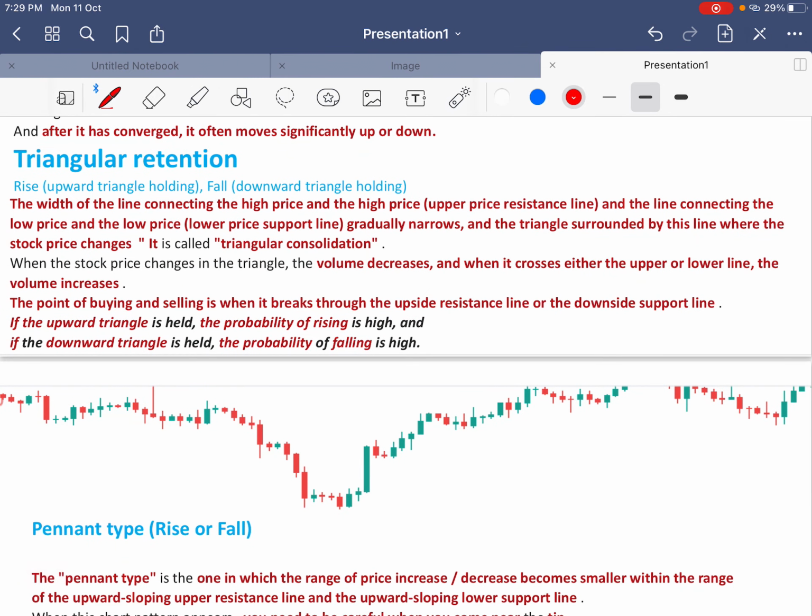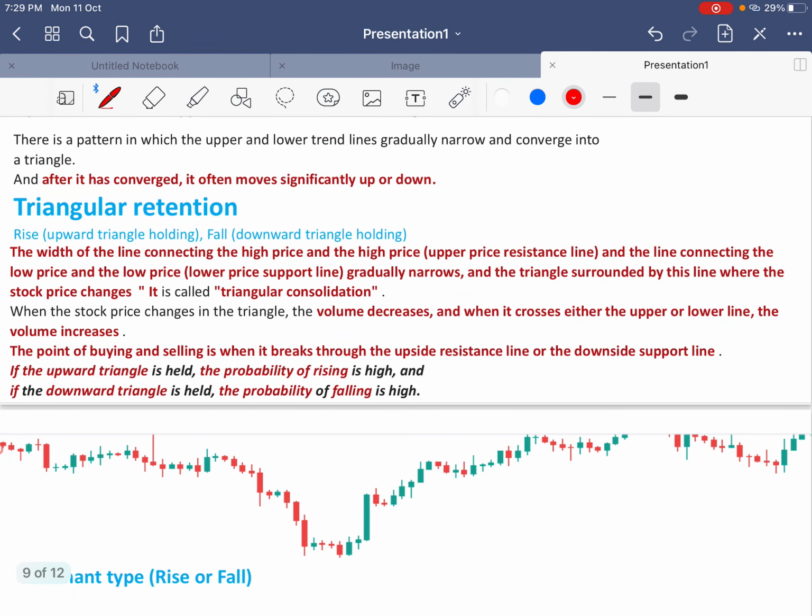So next is our triangular retention. In triangular retention, there are different types of triangular price patterns that might appear in a trading session. So let me just draw quickly for those patterns. So the first one is this type of pattern. If you draw a triangular section here, it might look like this.